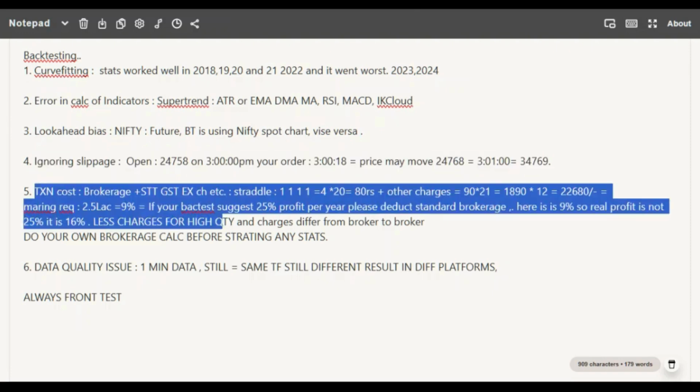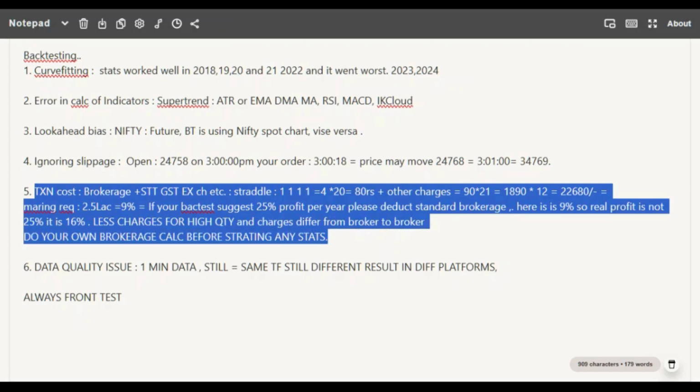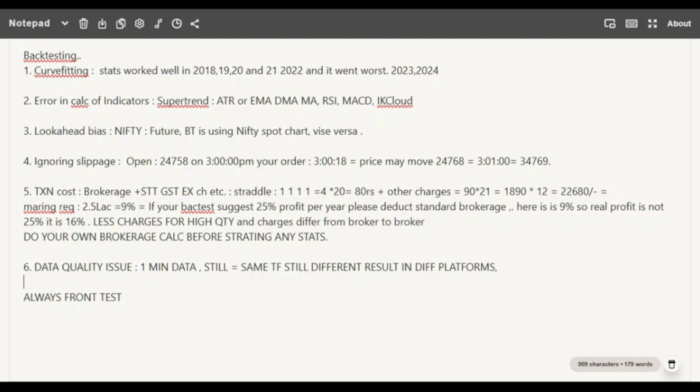Brokerage cost: backtesting data will never include brokerage cost because it varies with your quantity, your broker, your time period. STT was different in 2019. STT is different now, right? The lot size was different. Before, Nifty was at 25 lot, now it is at 75 lot.